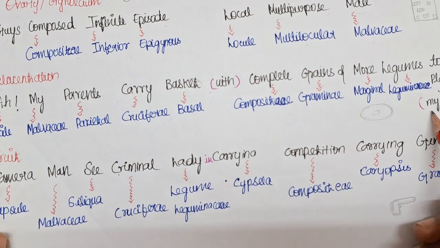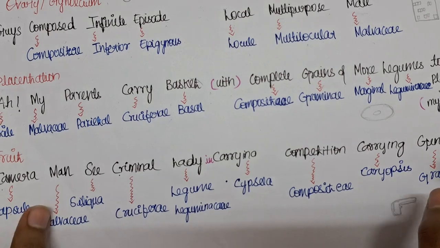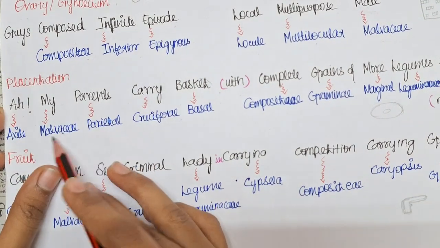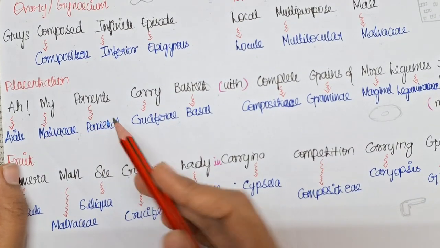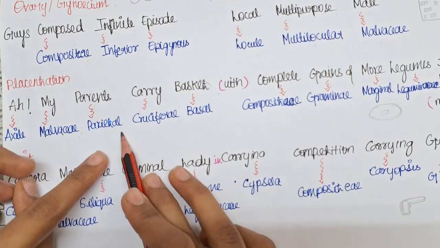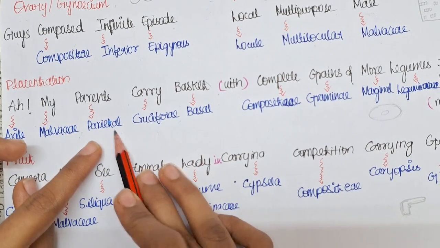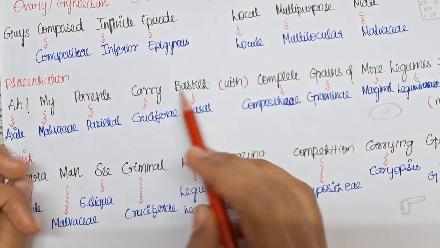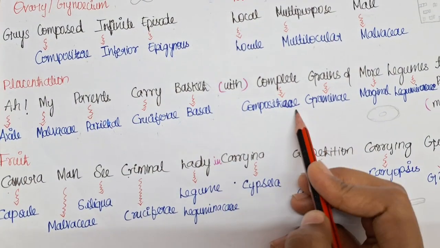So in your plate, why have I mentioned this? Plate is for placentation. Okay, so A is for axile, M is for Malvaceae. So axile placentation is seen in Malvaceae. One is done. So parents, partial, carry, cruciferae. So parietal placentation is seen in cruciferae. Basket, basal. So basal placentation is seen in composite.